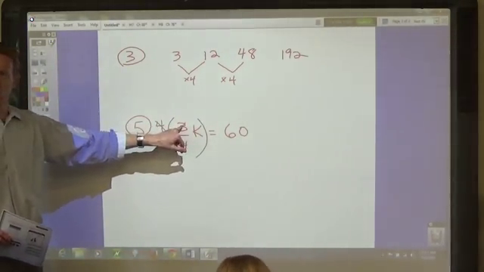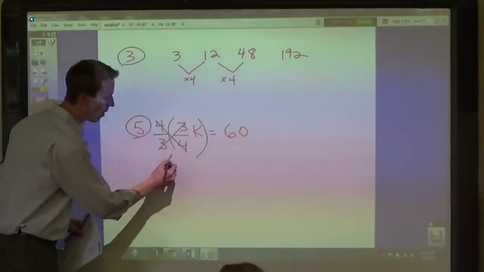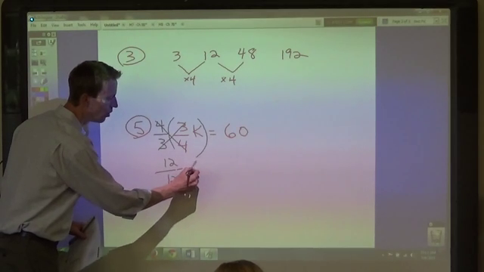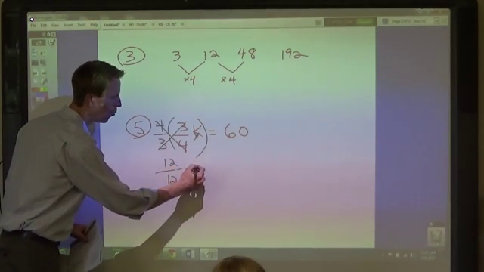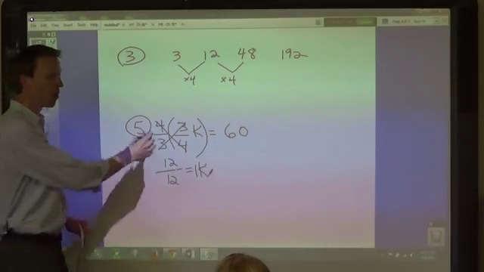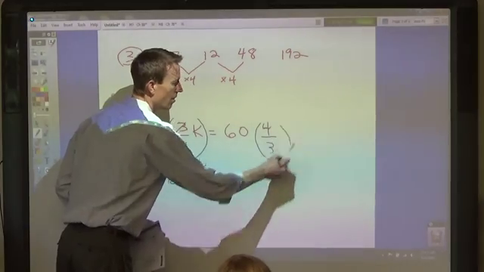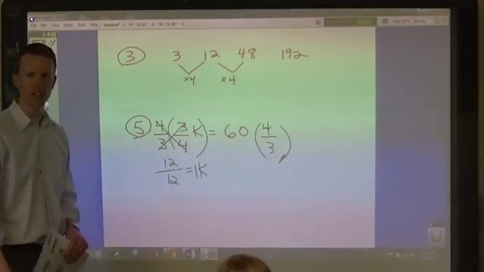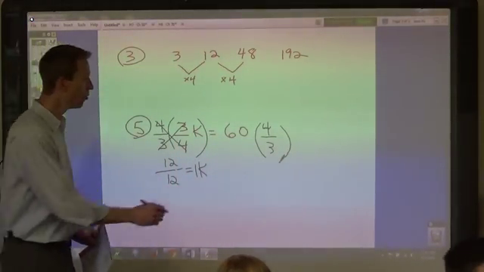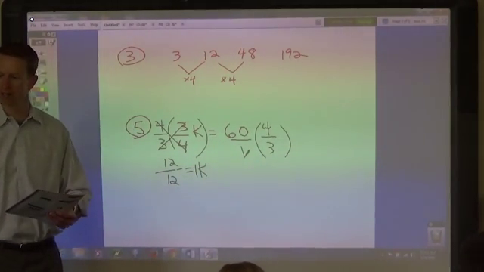It's the flipped fraction because 4 times 3 is 12, 3 times 4 is 12. When you have 12 over 12, you have 1k. And if you multiply by 4 over 3 on one side, you have to do the same thing on the other side to solve the equation. And that's how you prove what 1k is. Okay?